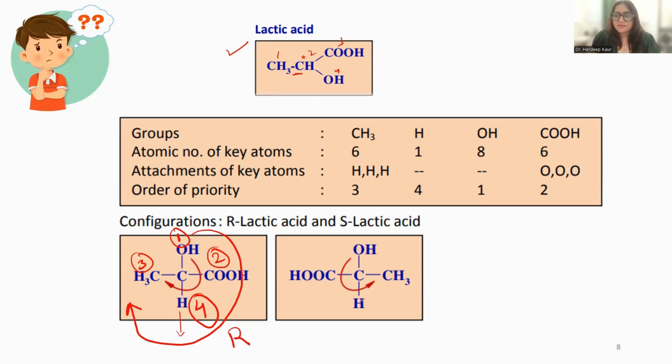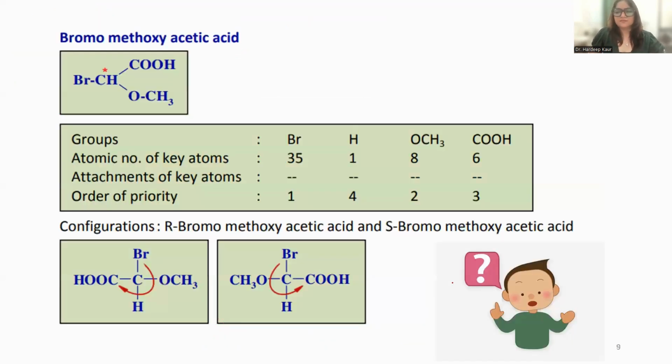But in this case, if it is on this side, then this is first, then second, this is fourth and third. This is on this side, so it is S configuration. So you can check this also. In this particular video, I have given different examples, and you can correlate and explain. Hydrogen is the lowest priority group here.